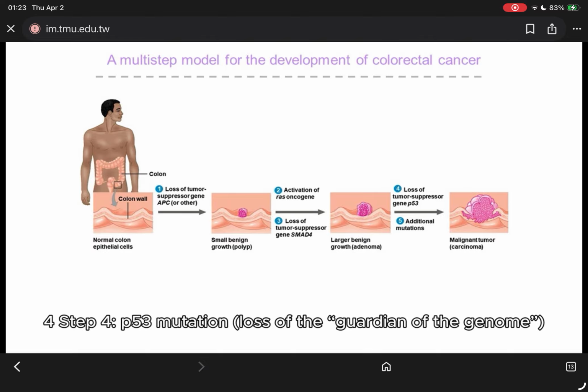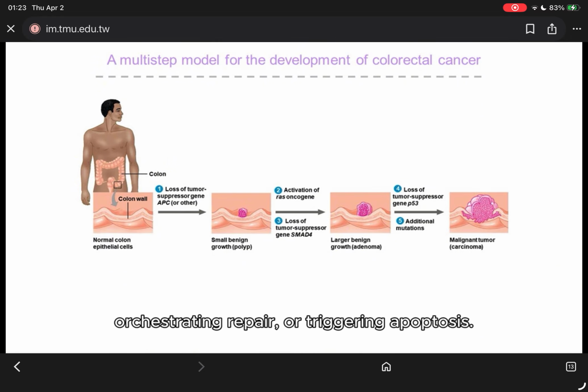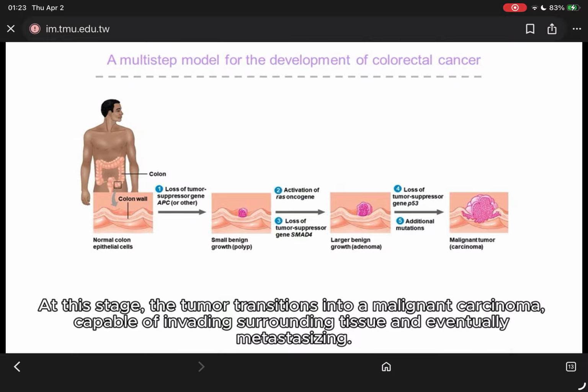Step 4, P53 mutation, loss of the guardian of the genome. P53 is the final safeguard responsible for halting the cell cycle in response to DNA damage, orchestrating repair, or triggering apoptosis. When P53 is mutated, cells bypass apoptosis, ignore DNA damage, and proliferate unchecked. At this stage, the tumor transitions into a malignant carcinoma capable of invading surrounding tissue and eventually metastasizing.